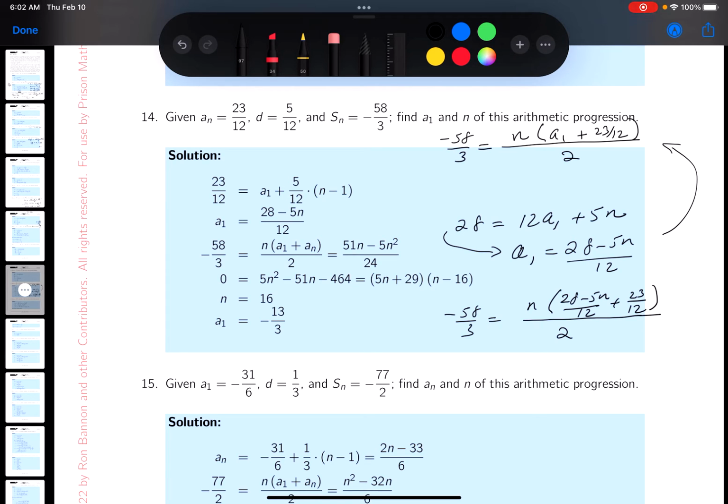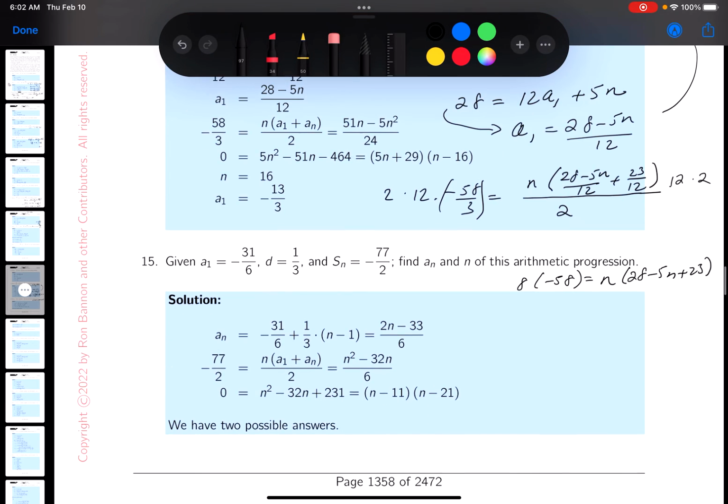All right? So now, what are you going to do now? Well, let's take a look. I'm going to multiply both sides by 12, and I'm going to multiply both sides by 2. Let's write this down. And you're going to get, let's see, 3 into 12 is 4, so it's going to be 8 times minus 58. And then I'm going to get an N. Well, the 2 cancels and the 12 cancels, and I'm left with 28 minus 5N plus 23.